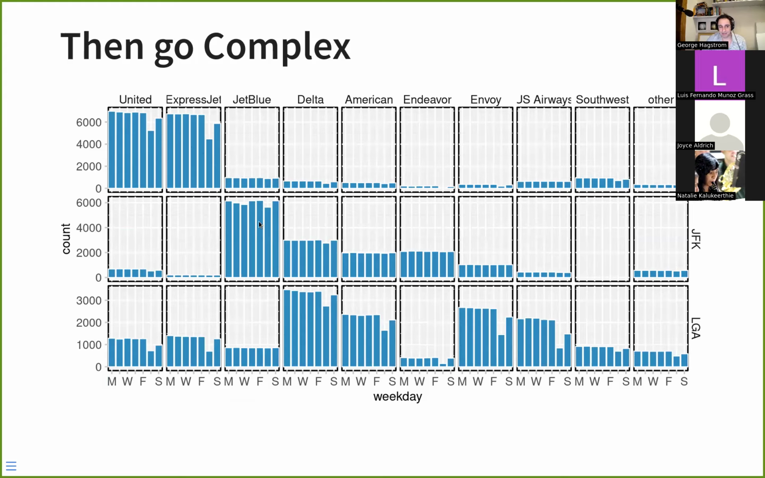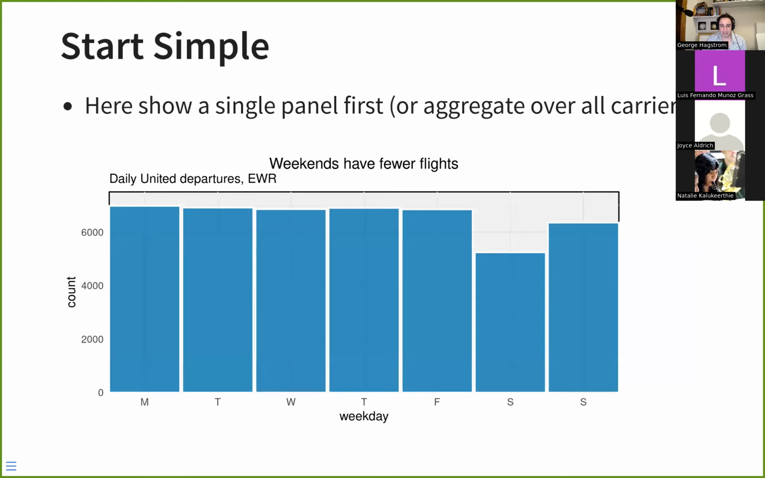And so starting simple will pay dividends later if you're trying to show complex plots.